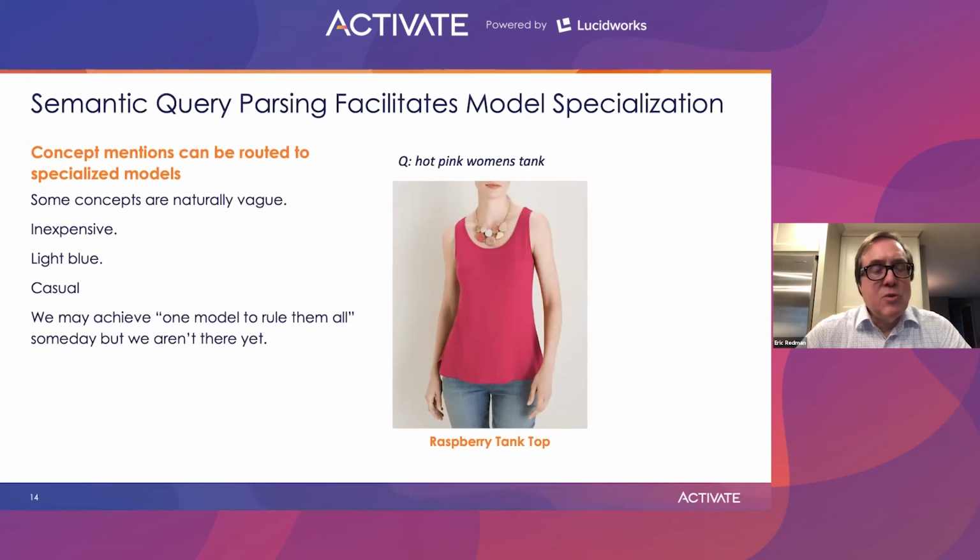Well, those concepts, maybe they aren't handled as well in one general kind of vector space model. I keep saying this, we don't really have one model to rule them all yet. So where we find we have some issues that need special attention, I think color is one of those examples. We could use semantic query parsing to route those kind of challenging concepts to a specialized model for further processing.